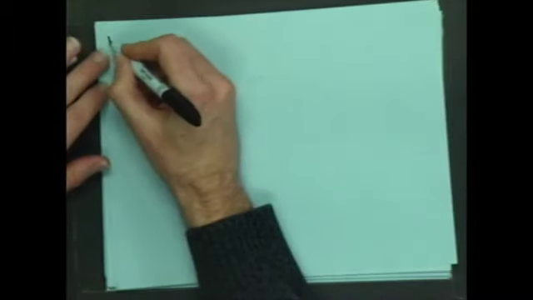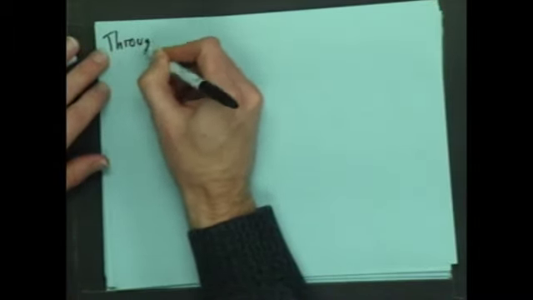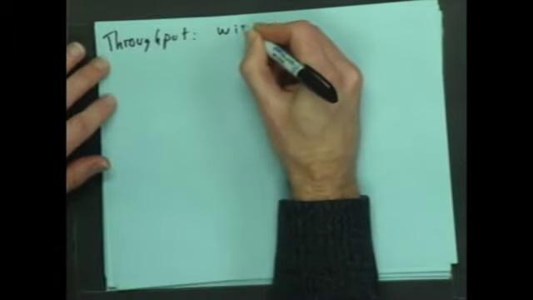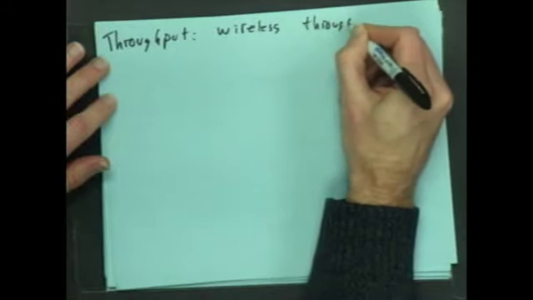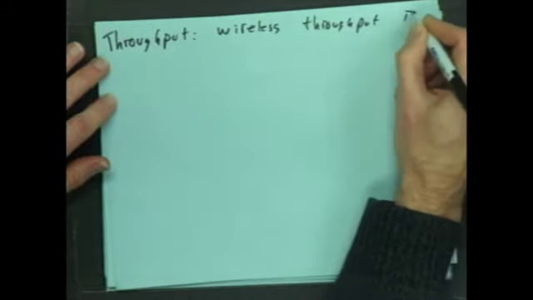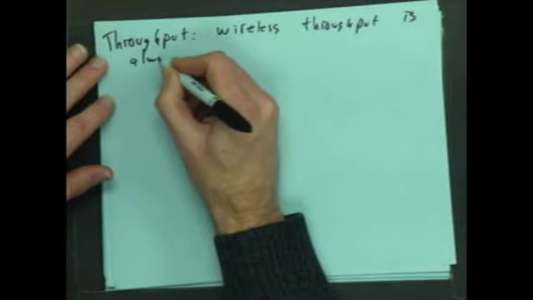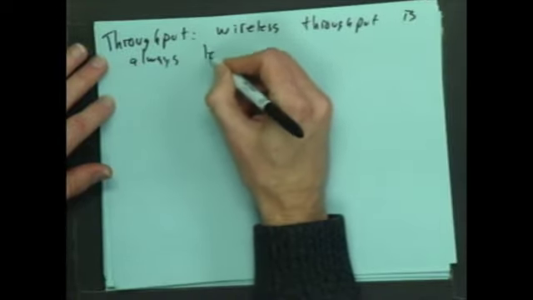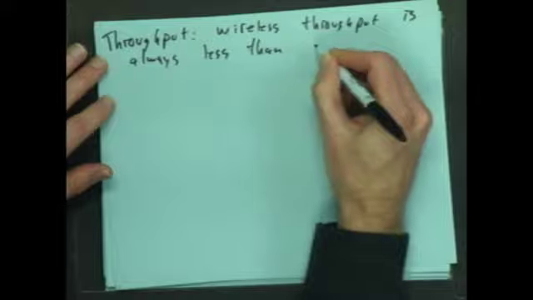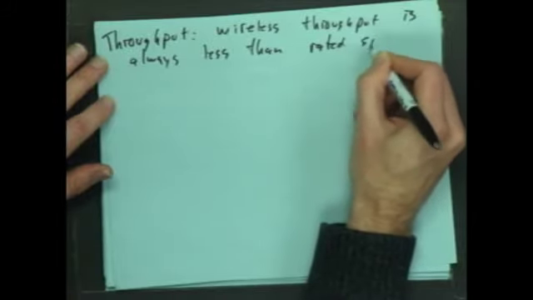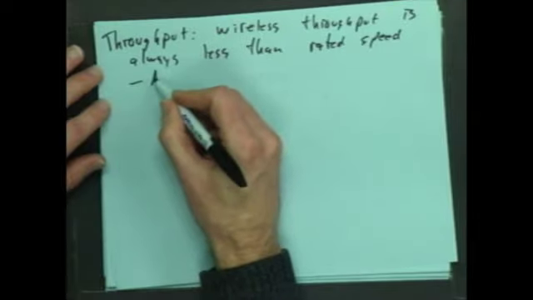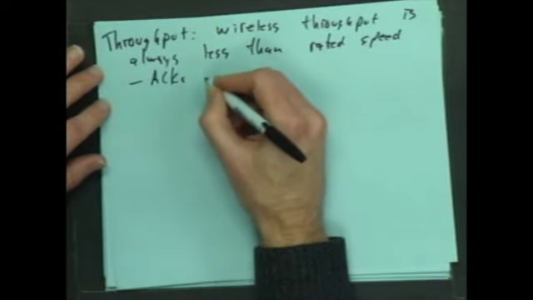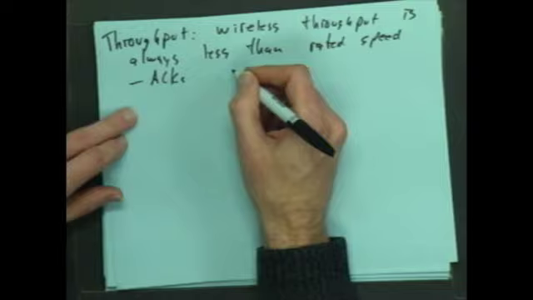Now let's talk throughput. On a wireless network, the throughput is pretty much always, well, it is always less than the rated speed. Okay? At minimum, the ACKs are overhead.